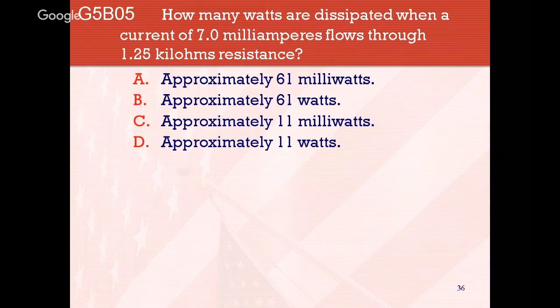How many watts are dissipated when a current of 7 milliamperes flows through 1.25 kiloohms resistance? Remember, you want to change this to base units. You want to change milliamps to amps, and kiloohms to ohms. For milliamperes, you're moving your decimal point three spaces to the left, and you come up with 0.007. Then you move your decimal point for kiloohms over three spots, and you come up with 1,250 ohms. Using your formula, it will give you 61 milliwatts.